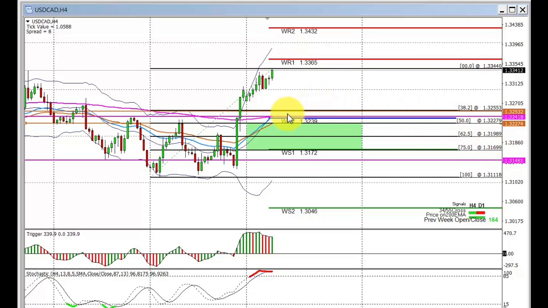Areas of interest for me, the 38.2 FIB at 3255. Lots happening at 3259. We've got a 200 EMA, 55 EMA, weekly main pivot point. Lots happening there.